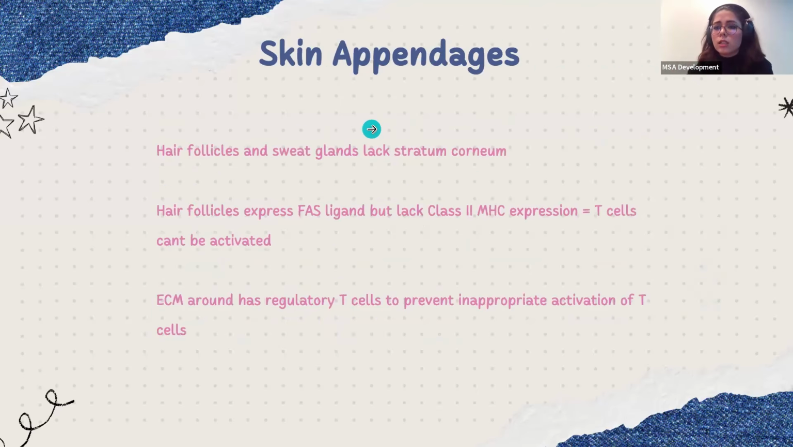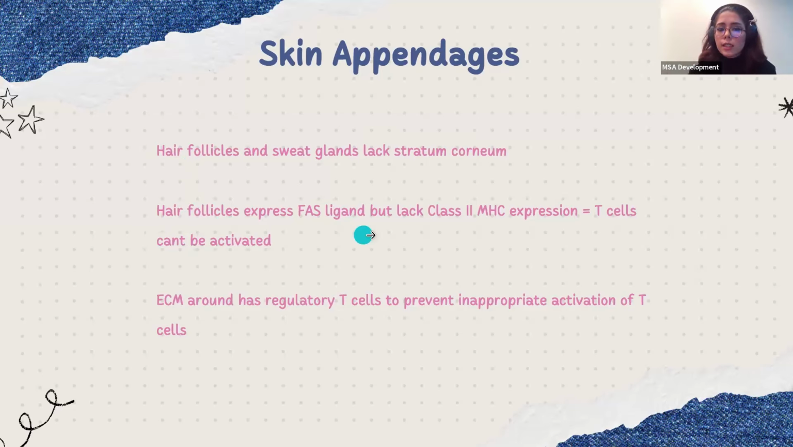Now, skin appendages. Other than the layers I was talking about and some of the immune cells here and there, there's something called the hair follicle and sweat glands. Both of them lack stratum corneum. The reason is that you have the skin and then you have stuff going outside of the skin. You can't have something blocking it, logically. So there is no stratum corneum.